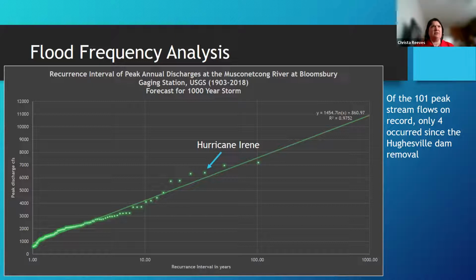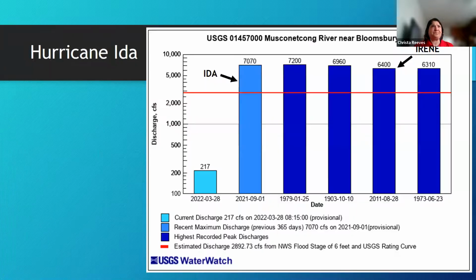I have a different visual here for that. So this was Ida. It didn't quite reach that level of 7,200 cubic feet per second, but it was pretty close. And this is Irene right here, just to give a little more perspective.